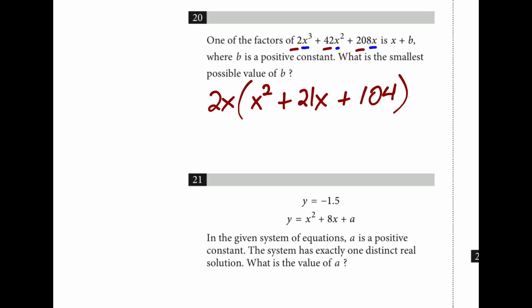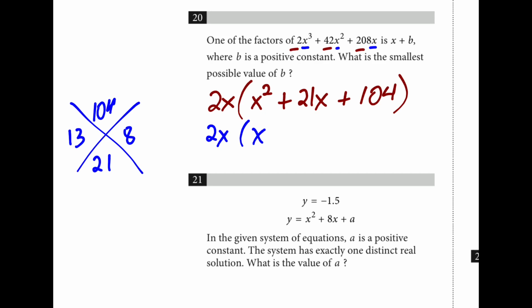The next step is to factor the remaining expression. And I like to use the x method, where I look for two numbers that multiply to give me 104 that add to give me 21. And just kind of guess and check. It turns out that 13 times 8 gives me 104, and 13 plus 8 gives me 21. So I can rewrite this part as x plus 13 times x plus 8. And now I have factored this expression into 3 different terms, 2x, x plus 13, and x plus 8.